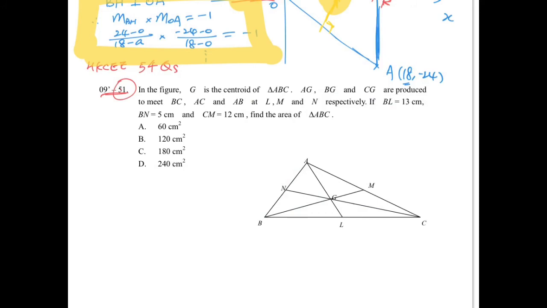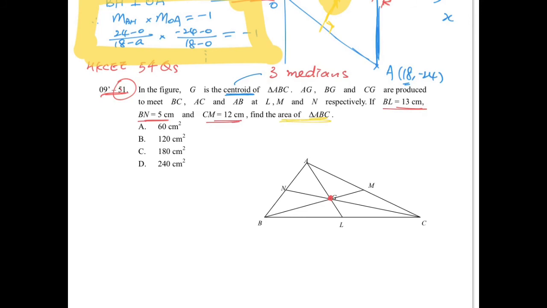And the question this time is talking about the centroid. Which three lines are we going to consider? Yes, it should be about three medians, that means about midpoints. You will see that AG, BG, CG produced, so there are three lines cutting across each other inside the triangle, and G is the centroid. Now it tells you BL is 13, BN is 5, and CM is 12. And you are at last to find the area.